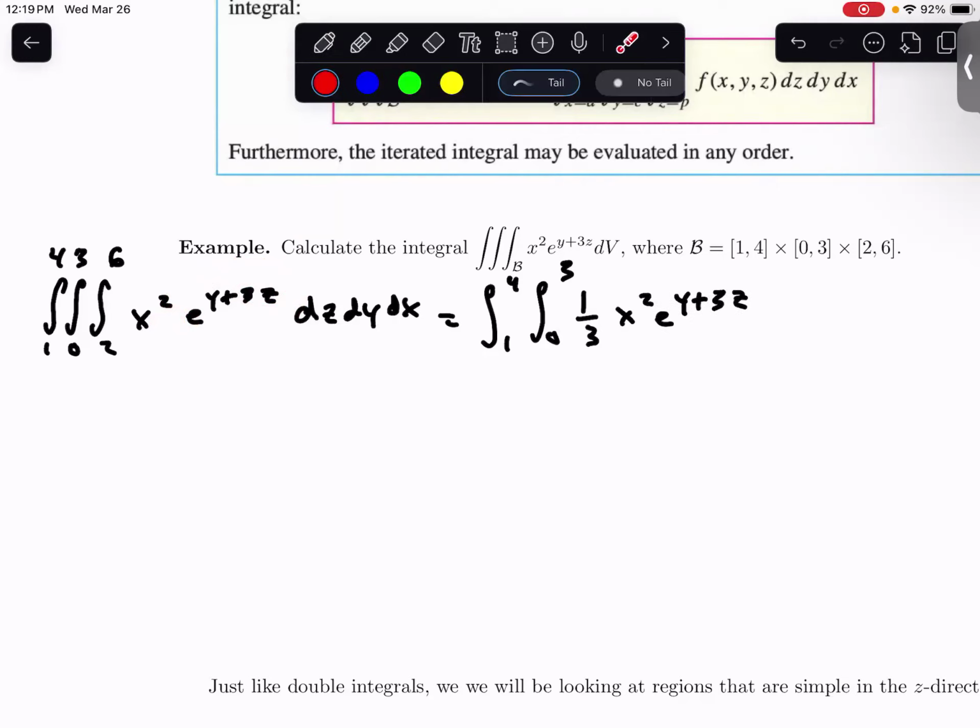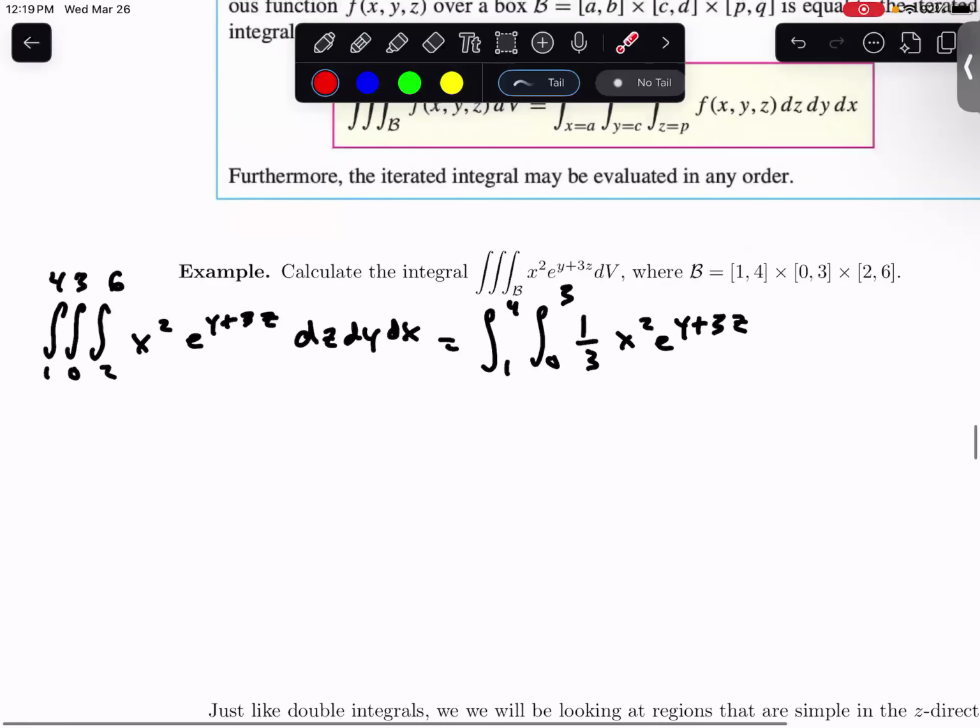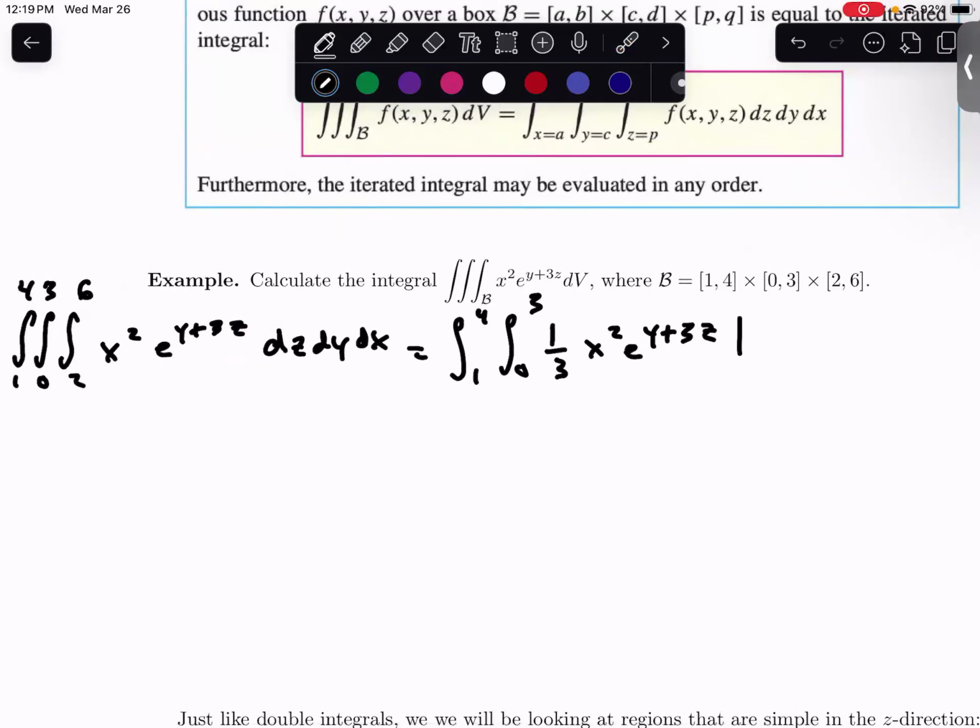You can also just use u substitution where u is equal to y plus 3z. If you do that, you would have du is equal to 3 dz, and then you divide both sides by 3, which is where this 1 over 3 comes from. But I didn't want to write out the u substitution steps. You should feel somewhat comfortable just eyeballing what the antiderivative of this is. And so this is going from z is equal to 2 to z is equal to 6.